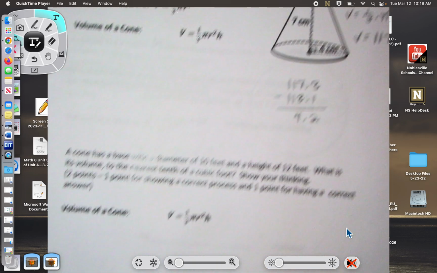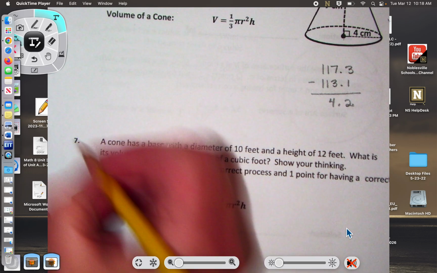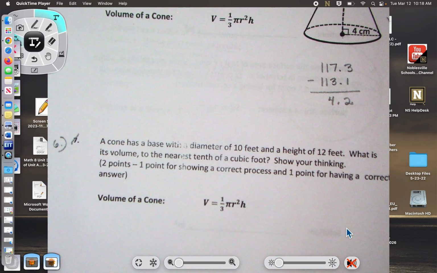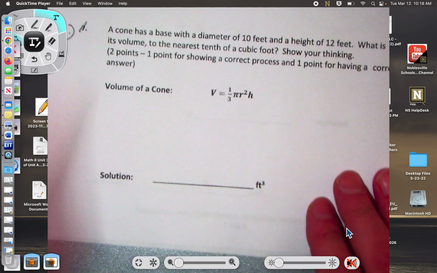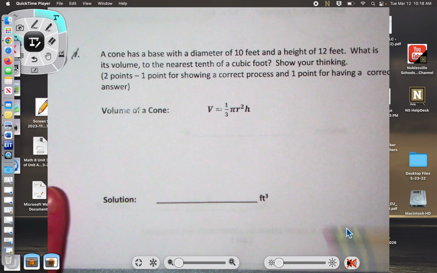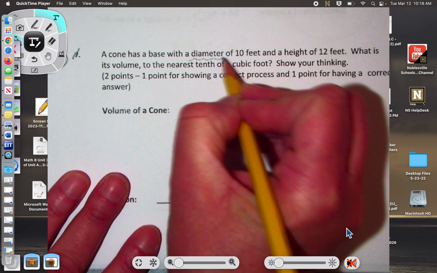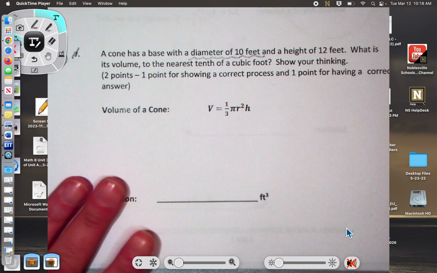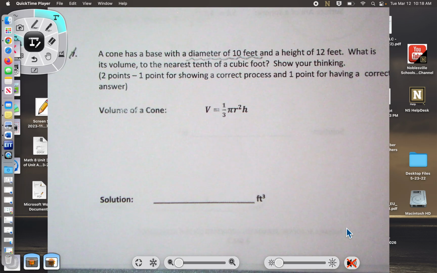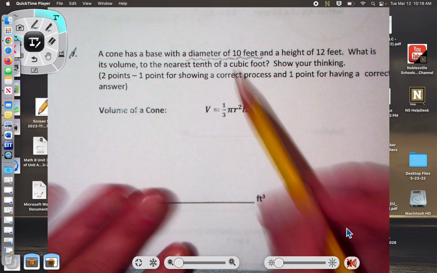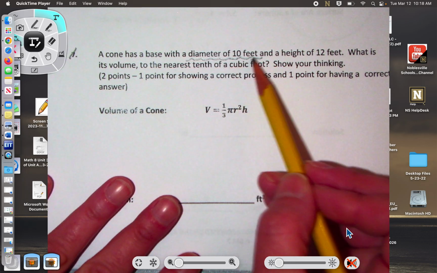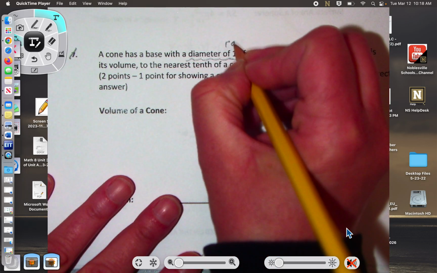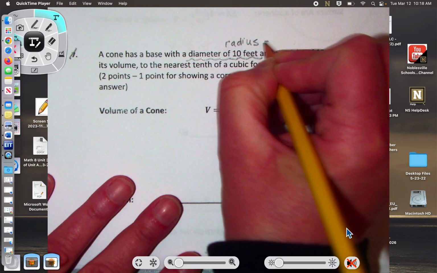Okay, let's look at number 7, which actually should say number 6. A cone has a base with a diameter of 10 feet and a height of 12 feet. What is its volume? Guys, this says diameter, right? We need the radius for our formula. So we've talked about how you find the radius from the diameter. Well, if my diameter is 10, that means my radius is half of that, so that's going to be 5 feet.